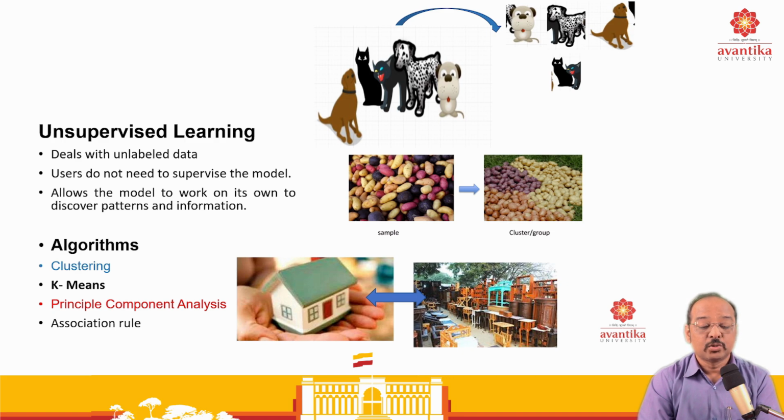Allow the model to work on its own to discover patterns and information, that is the crux behind unsupervised learning. Different algorithms are there. These are clustering, K means, principal component analysis, and association rules. So you can see on the screen the different features, the clustered data, the cats, dogs, rats. So these are the unstructured, unlabeled data, different categorizations of the animals. If we need to clusterize similar types of data, then unsupervised learning is there. Clustering is a very popular, very important and very unique feature and algorithm of unsupervised learning.